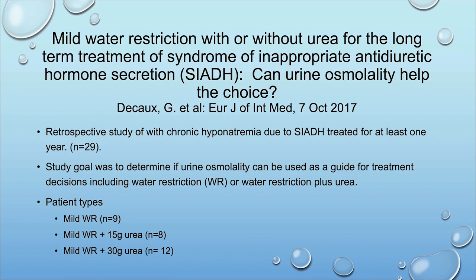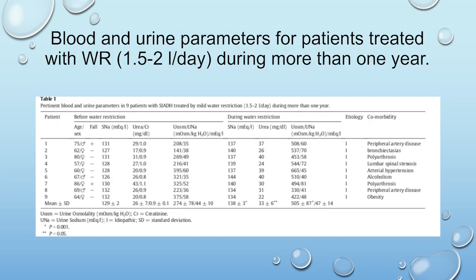In this study by Decaux, they looked at whether urine osmolality can help choose whether or not patients can be treated with water restriction. In this study, 29 patients who had SIADH were initially treated with water restriction to see if they could correct their sodium. If they could not, then 15 grams of urea were added, and if again they could not correct, 30 grams of urea were added. And as you can see, 9 patients were able to get along with mild water restriction, 8 patients needed 15 grams, and 12 patients 30 grams.